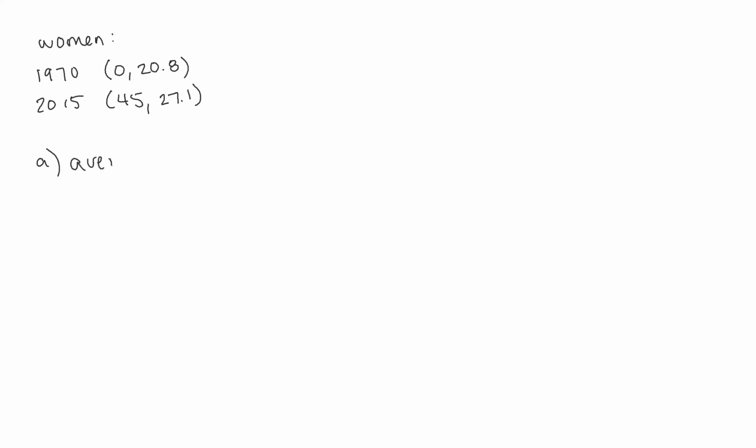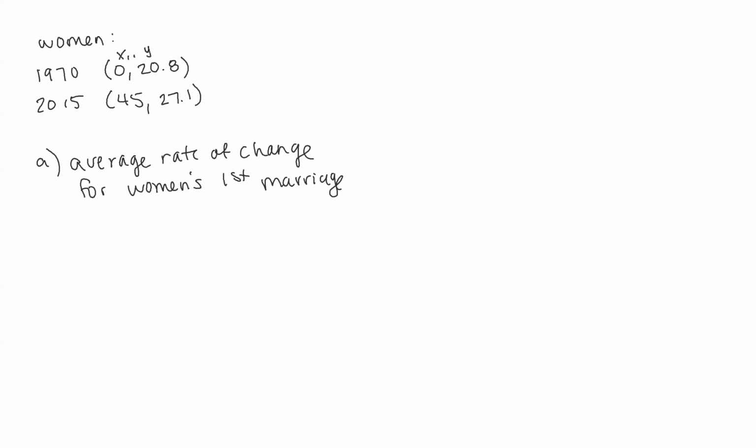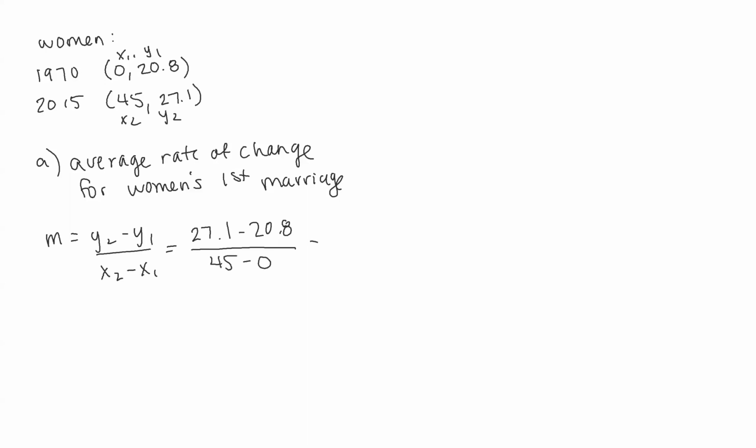So we're going to find the average rate of change for women's first marriage. Okay, so we're going to call this x1, y1, this x2, y2. So m equals y2 minus y1 over x2 minus x1. So I'm going to get 27.1 minus 20.8 over 45 minus 0. I am going to get a calculator because this is going to be nasty. So when we simplify, 27.1 minus 20.8 is going to be 6.3. 45 minus 0 is 45. And if I divide this out, I get 0.14.